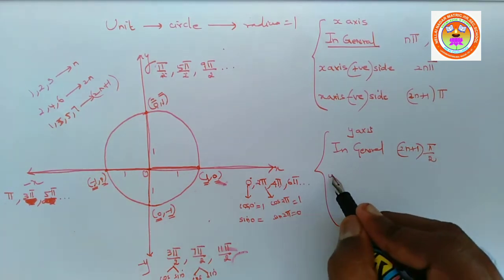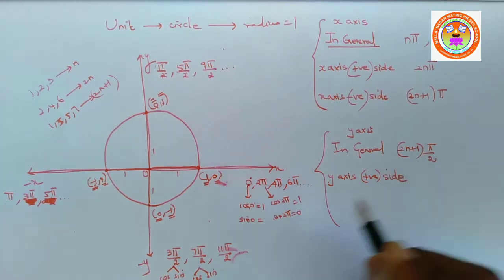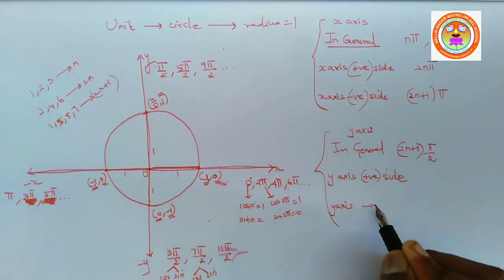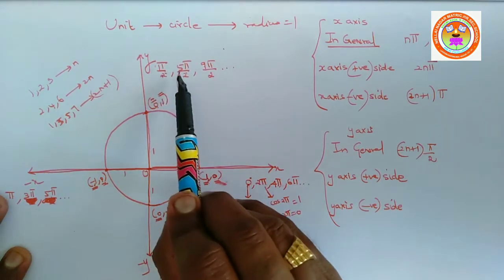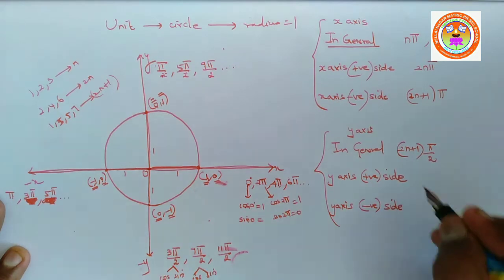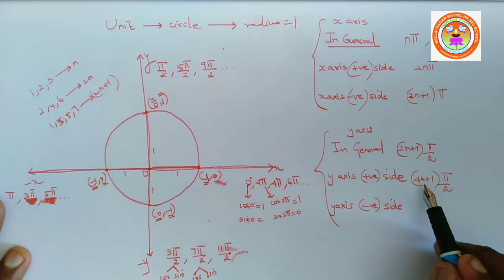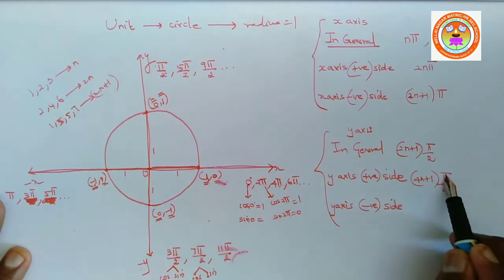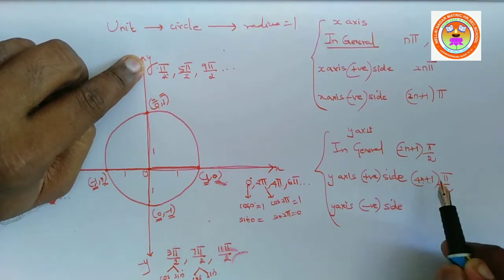Next, the y-axis positive side, and you need to see the y-axis negative side. For the y-axis positive side you see pi by 2, 5 pi by 2, 9 pi by 2. The difference is 4, so simply you can write 4n plus 1 into pi by 2. Apply n equal to 0: 4 into 0 is 0, plus 1 is 1, so pi by 2. Apply n equal to 1: 4 plus 1 is 5, so 5 pi by 2.